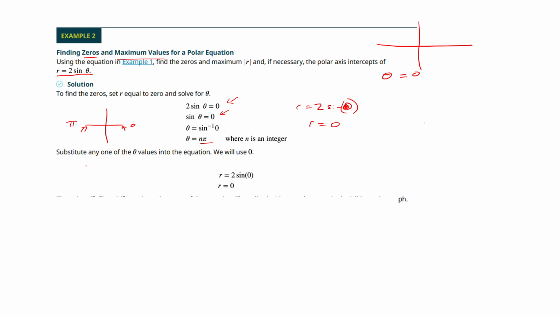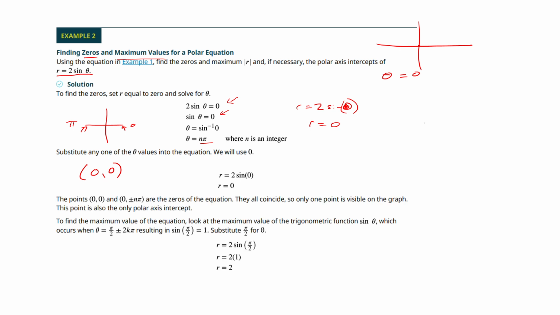But here's what we've got. The 0 for this is literally 0, 0, which means we have a point right there at the origin, at the pole in this case. Okay, so we have the zeros. Let's talk about the maximum. What we're trying to do here is find the largest value that this function ever takes, and that's going to help us plot a key point as well.